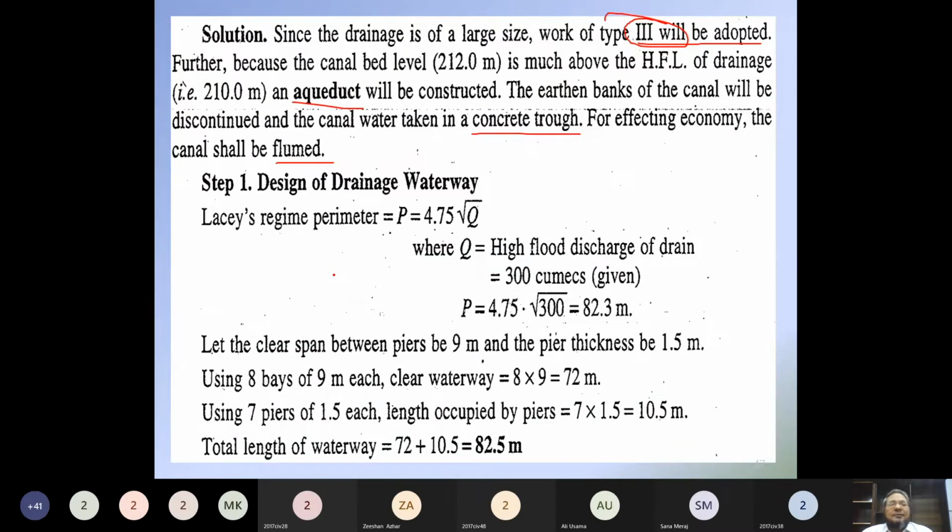So step number one, design of drainage waterway. We have to compute it very similarly to how we computed the waterway in the case of barrage design. How much width did you take for the barrage, or how did you compute it?